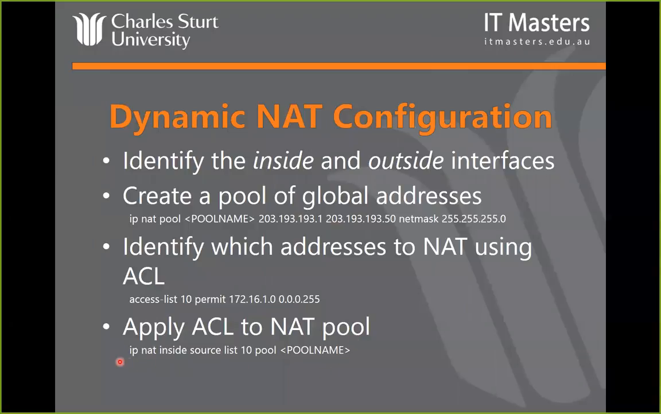So what we're saying with this is IP NAT inside, so we're doing inside translation from inside to out. We're using source translation, so we're translating the source addresses as they're outbound. We're going to match them against list 10, which is access list 10. So anything that matches that access list will then be NATed using the pool that we created up here. So that now means 172.16.1.x, as it goes out through the router, will be mapped to one of these addresses here.